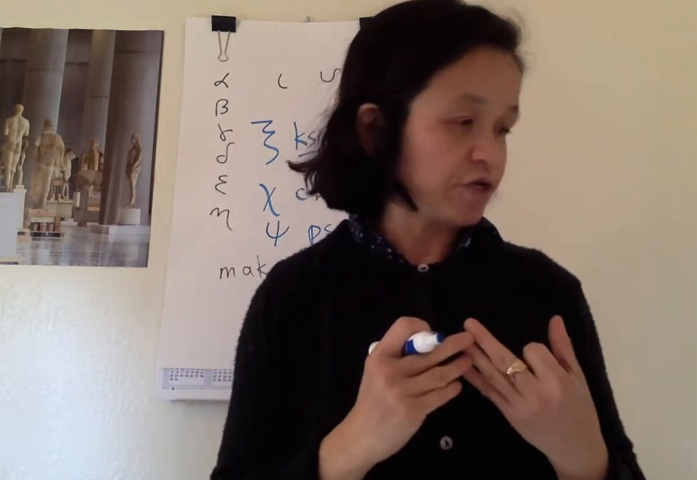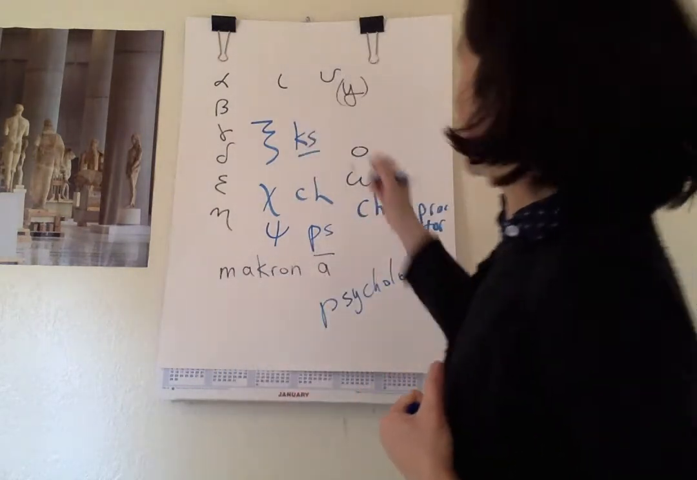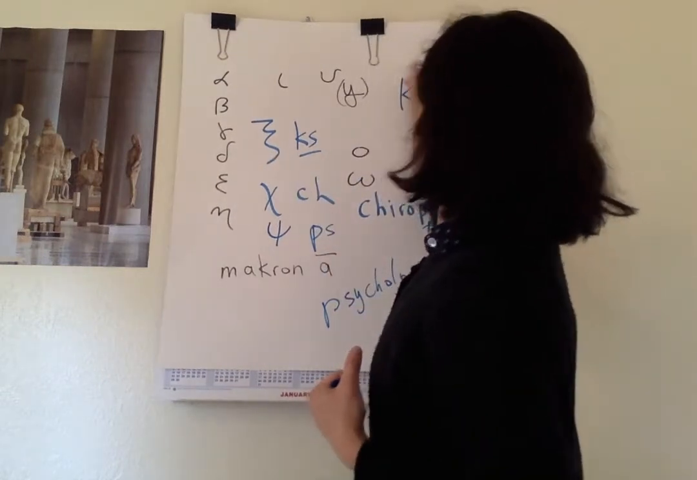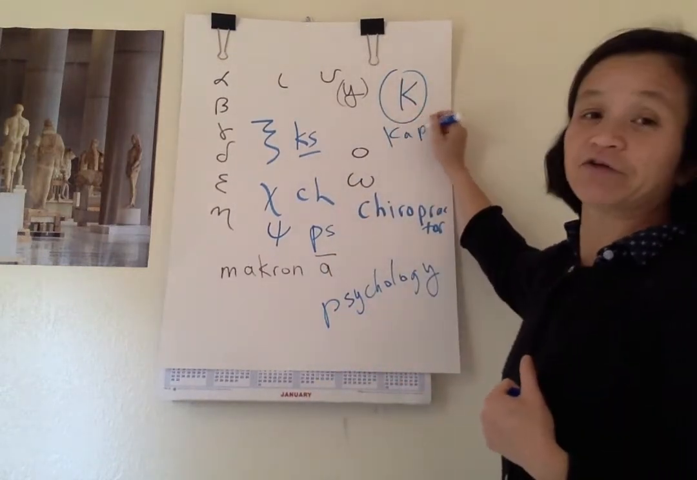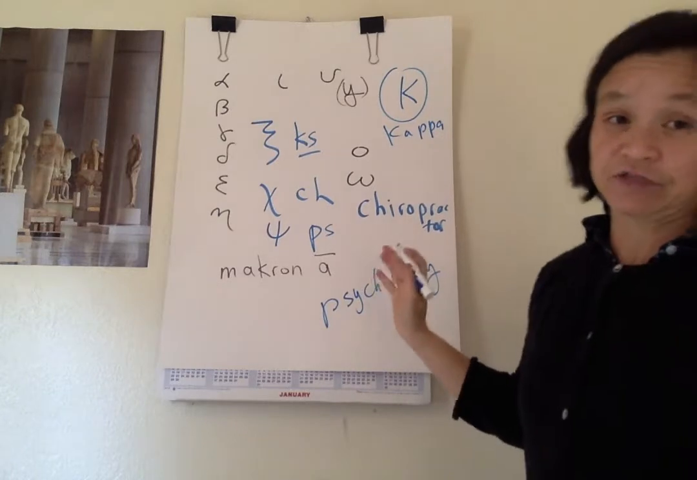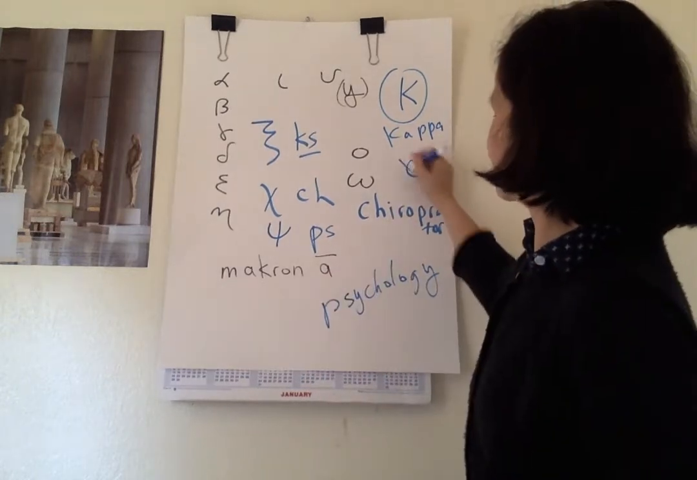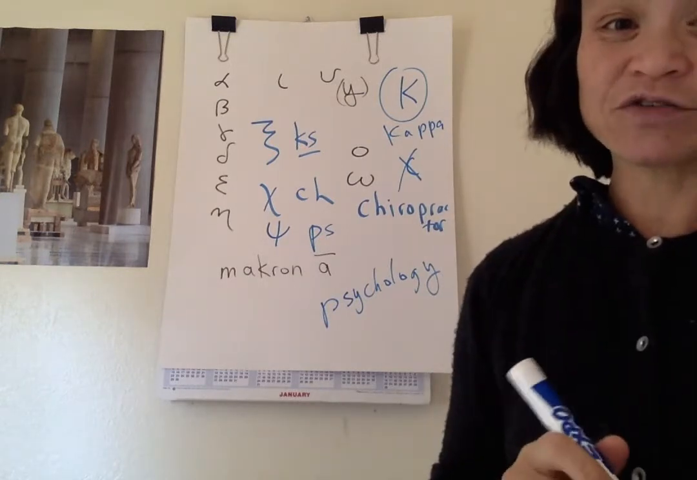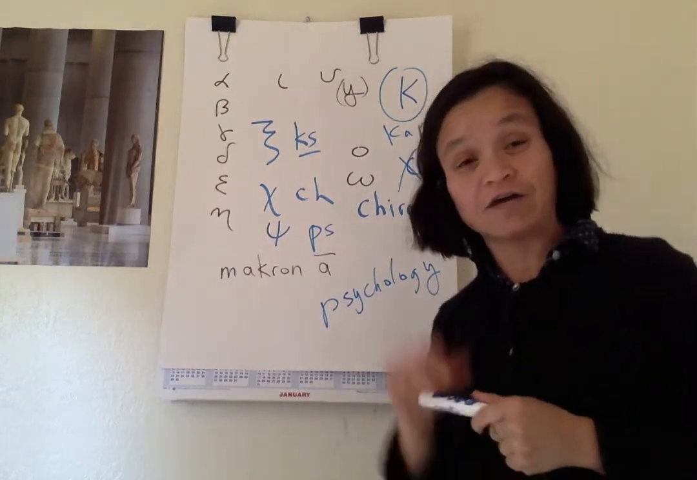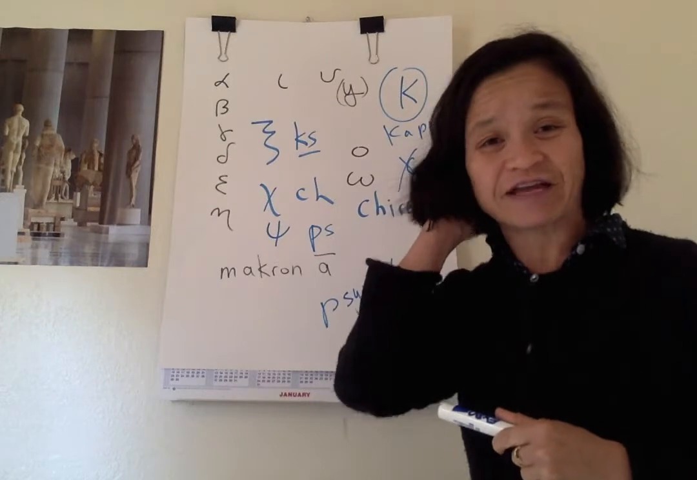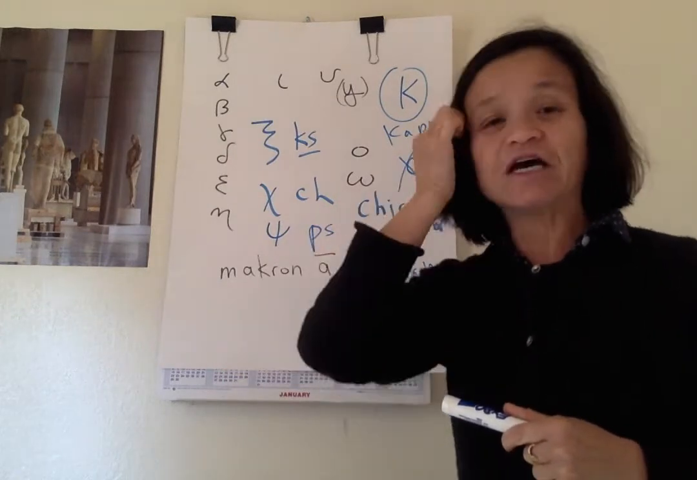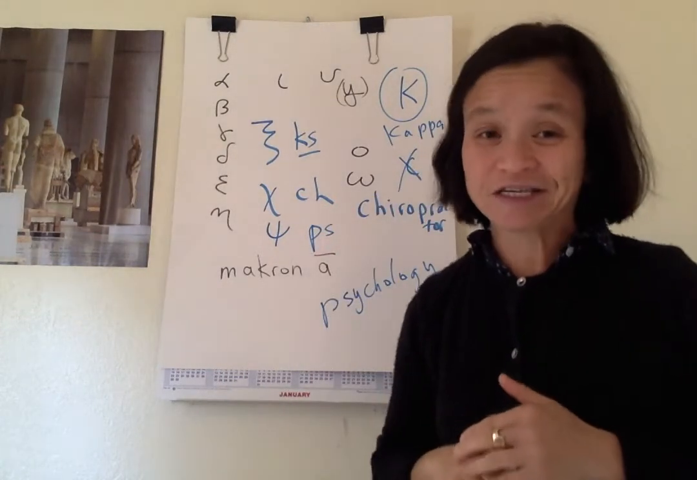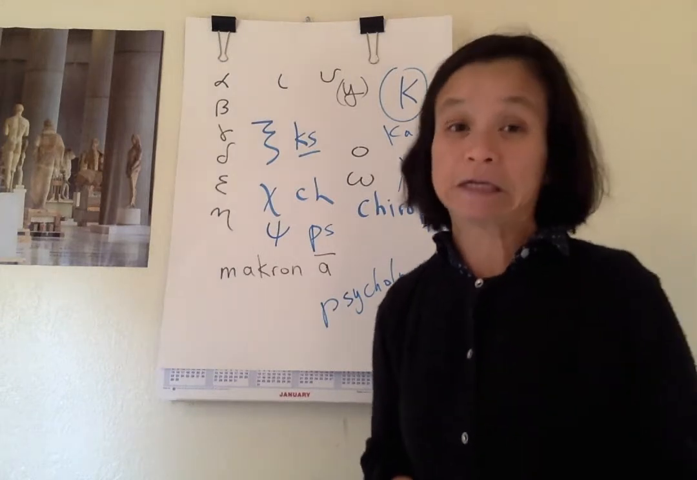Also in Greek, this is called a kappa. It is a letter K. Greek does not have a letter C. There you go. Greek does not have a letter C. As a result, in some cases when a Greek word has a kappa, the kappa turns into a C when it's transliterated into English.